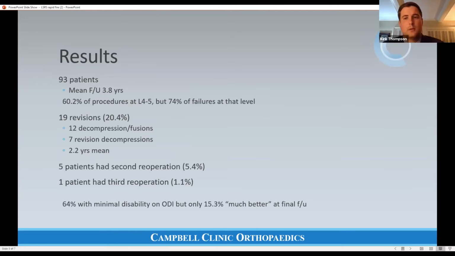60% of the procedures were done at L4, L5, but they accounted for 74% of our failures. Overall, we had 19 revisions for a total of 20.4%. That included 5 patients with a second reoperation, as well as 1 patient who even had a third reoperation. For patient-reported outcomes, we found that 64% of patients at final follow-up reported minimal disability on ODI, but only 15.3% reported themselves to be much better.